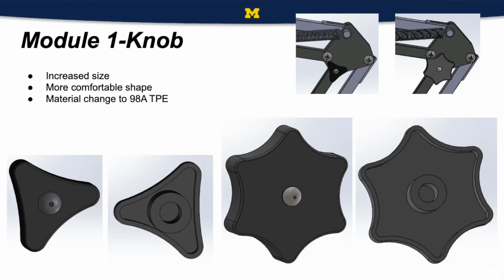Module 1, or the knob, was redesigned to have a larger shape as well as more points. This, coupled with a material change to a 98 durometer TPE, should facilitate more comfort for users adjusting the lamp.